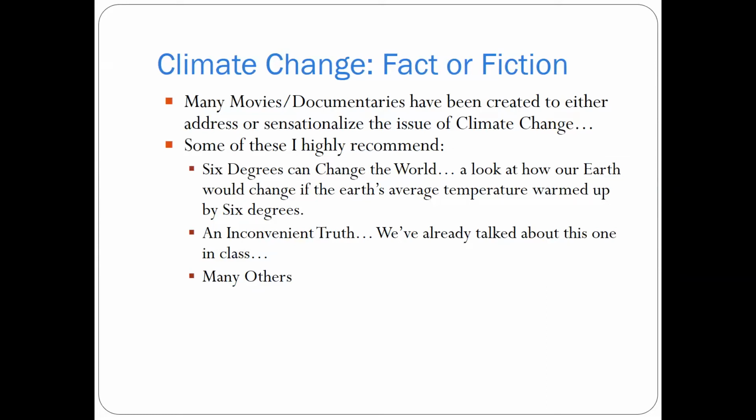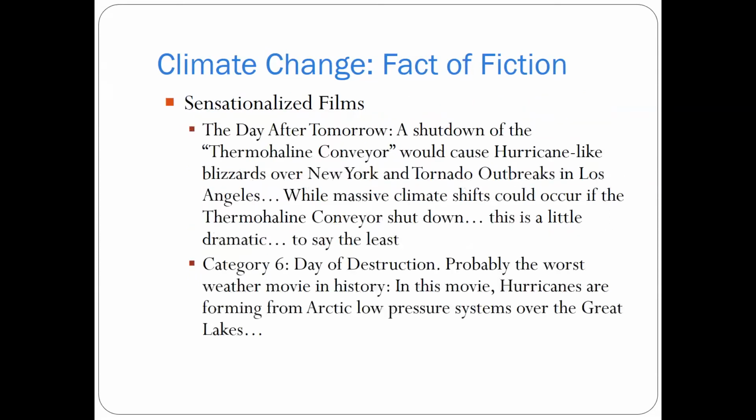A few that I recommend, 6 Degrees, 6 Degrees Could Change the World. As I mentioned, if you are in my class, you're probably being assigned this. Then there's An Inconvenient Truth, Al Gore's movie. Other than the fact that Al Gore did it, I like the movie. I just don't like the fact that he did it because he's a politician. He's actually doing another one called An Inconvenient Sequel. And then many others.